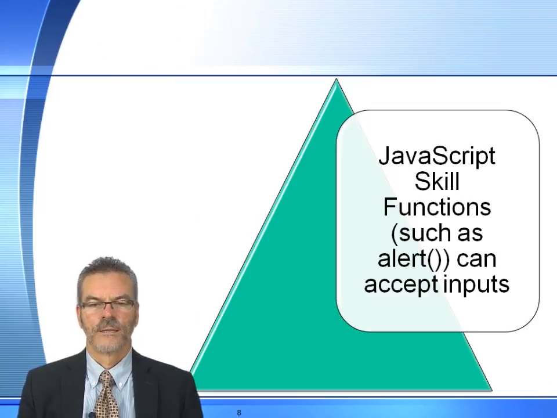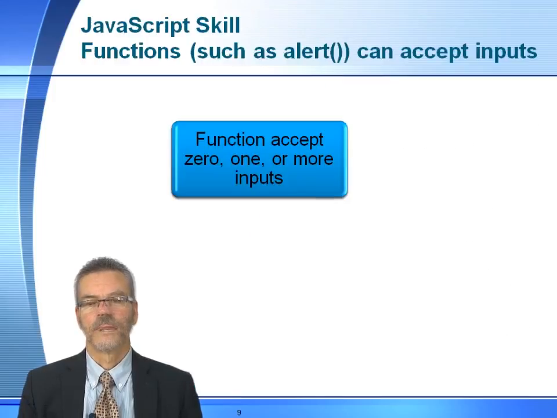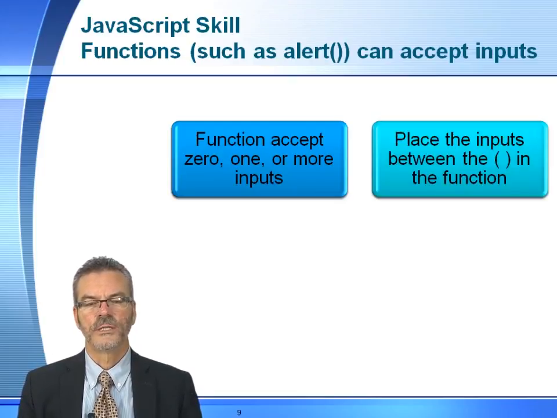Now, JavaScript skill related to functions, we've already mentioned the alert function, but another skill is that it can accept inputs. So a function can accept 0, 1, or even more inputs into the function. Based on what those inputs are, the function will do different operations. So we place the inputs between the open and closed parentheses in the function. So think of the open and closed parentheses as the place you put your inputs.